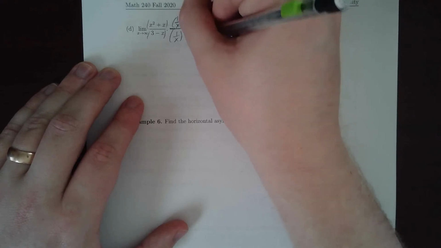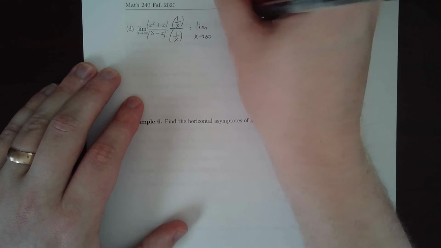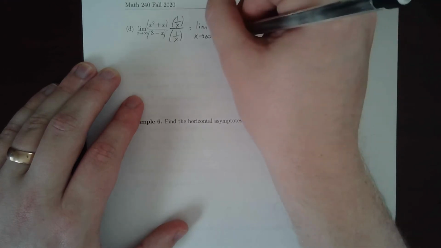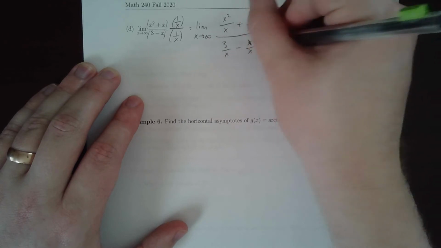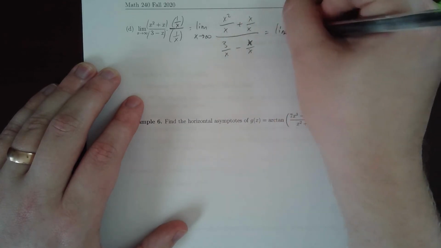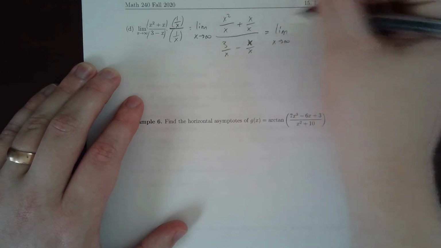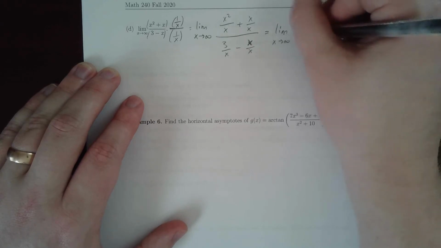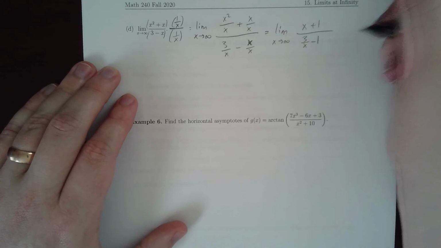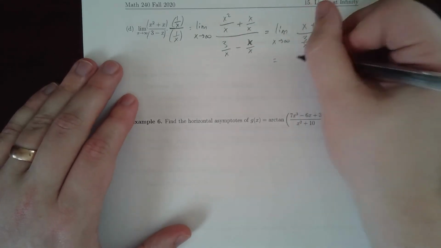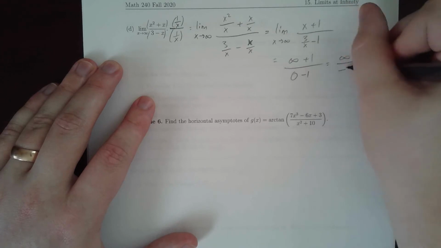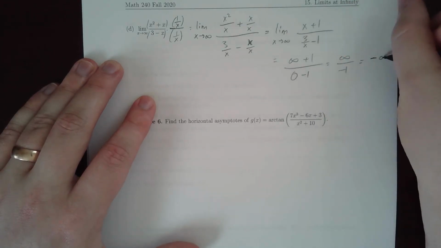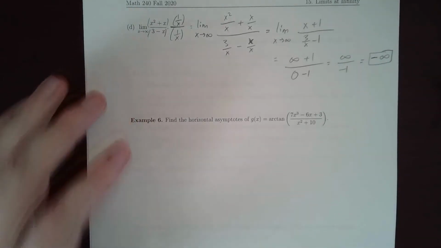This will give us the limit as x approaches infinity of x squared over x plus x over x, divided by 3 over x minus x over x. When we cancel out each of these things, we'll have the limit as x approaches infinity of x plus 1 over 3 over x minus 1. Plugging in infinity, we have infinity plus 1 over 0 minus 1, which will be infinity over negative 1, which is negative infinity. Again, you could technically say the limit does not exist here, but that negative infinity helps us know whether or not we are increasing or decreasing.